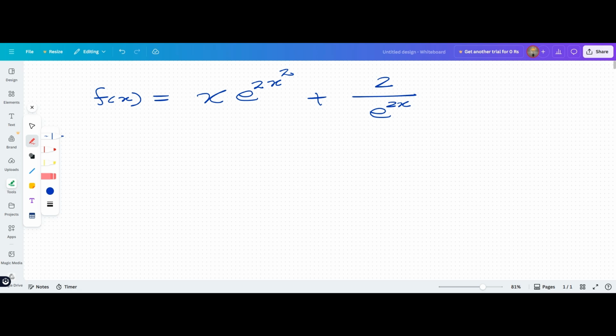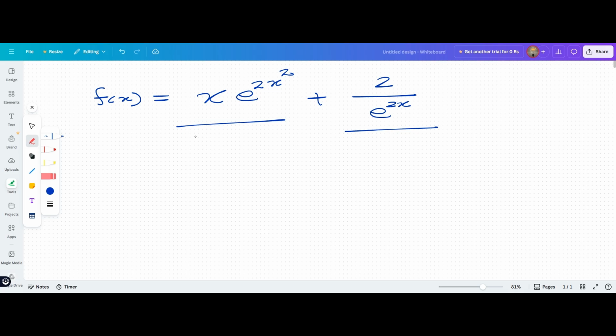We are going to see a differentiation question. They have given a function x into e to the power 2x squared plus 2 divided by e to the power 2x. It feels a little complicated, but actually it is a very simple one. The question is we have to differentiate this. Now see, there are two terms getting added.